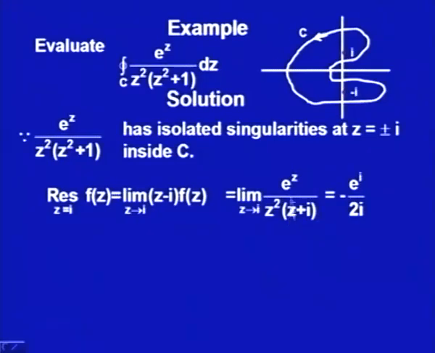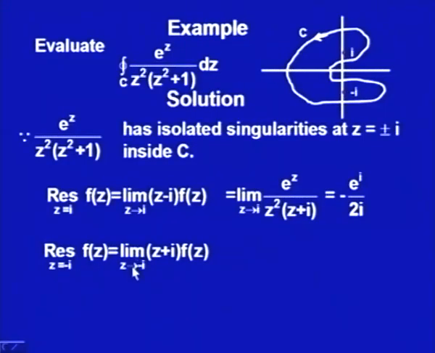This says to evaluate the function at z equal to i. When z is equal to i, the numerator would be e to the power i. In the denominator, z square, that is i square, is minus 1, and z plus i is 2i. So, we get minus e to the power i upon 2i. This is the residue at z equal to i for this function. Then we also have to find the residue at z equal to minus i.